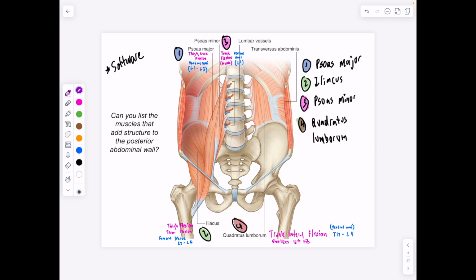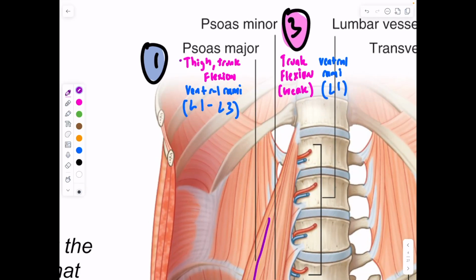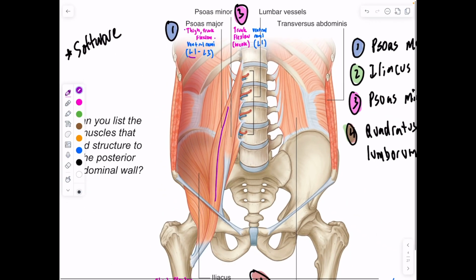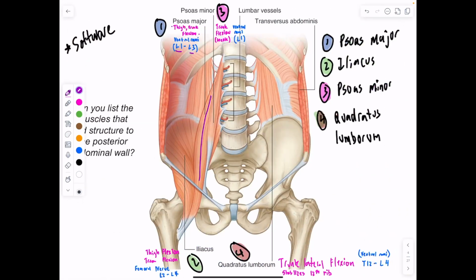So we've seen these before. We have the psoas major right here. The psoas major is doing thigh and trunk flexion. It's innervated by the ventral rami of L1 through L3. All right, just a reminder, T12, L1, L2, L3. Then we have psoas minor, which we can see here. This is doing weak trunk flexion, and it's innervated by the ventral rami from L1.